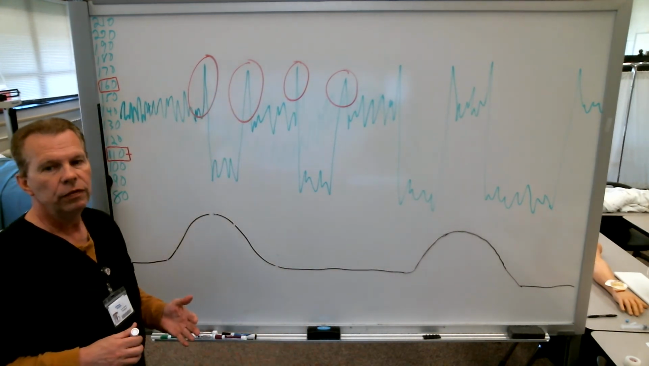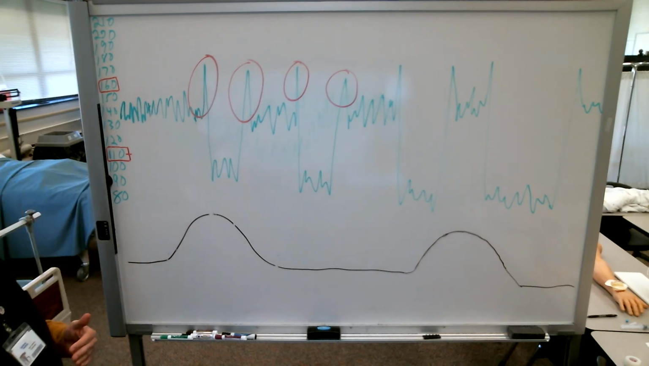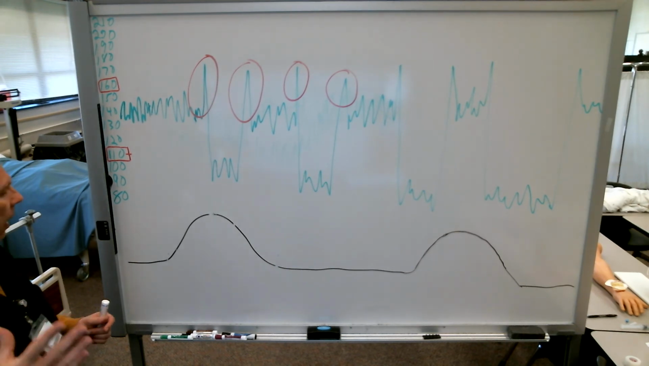So again, that is usually a blood flow interruption. So the cord prolapse. The cord is around the baby's neck. The cord is around the wrist, around the ankle, or whatever.